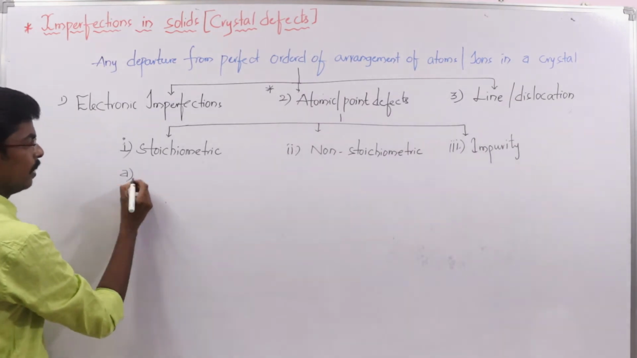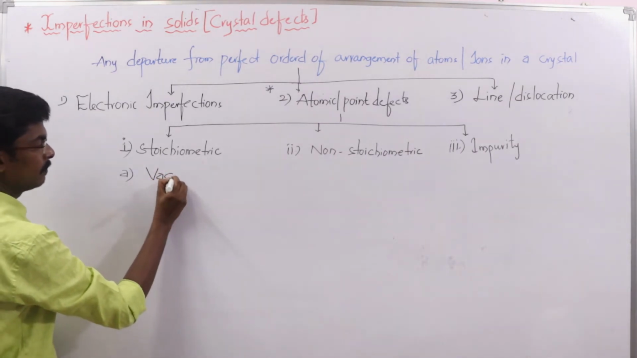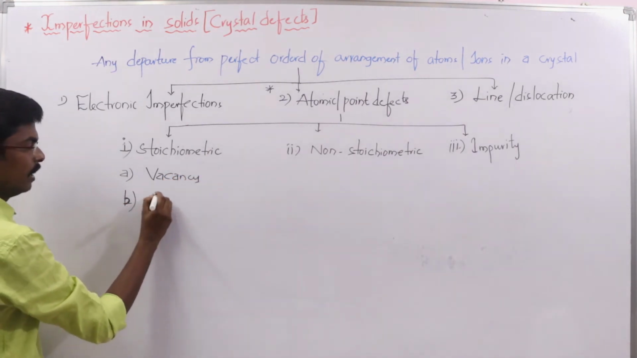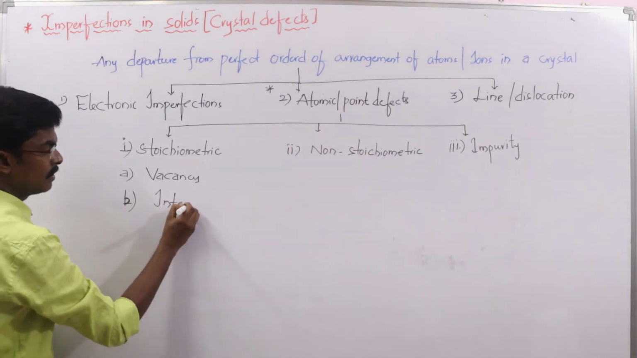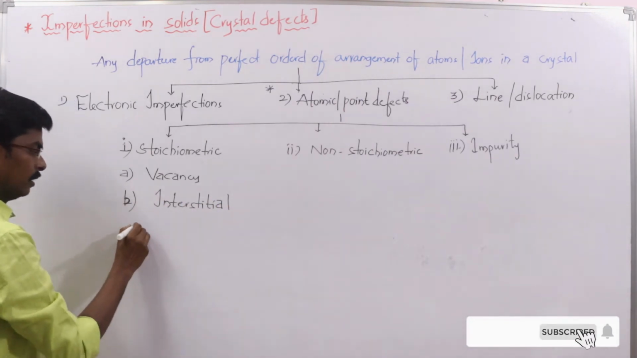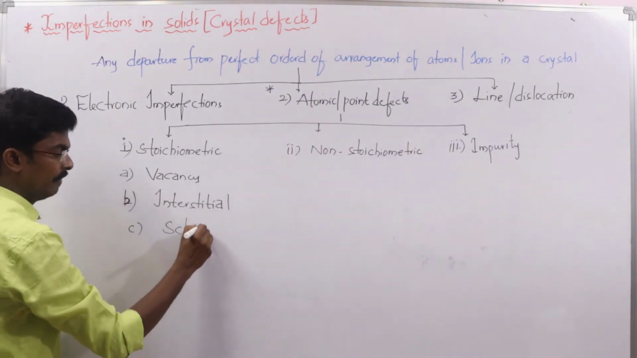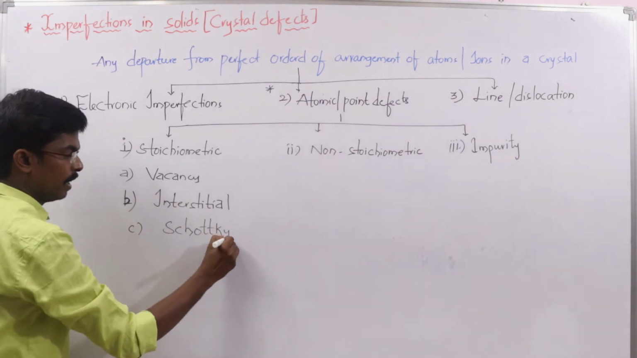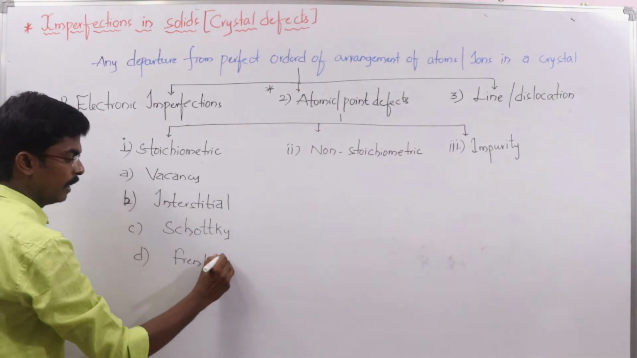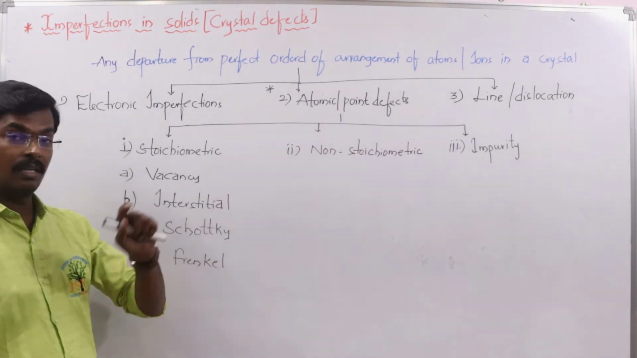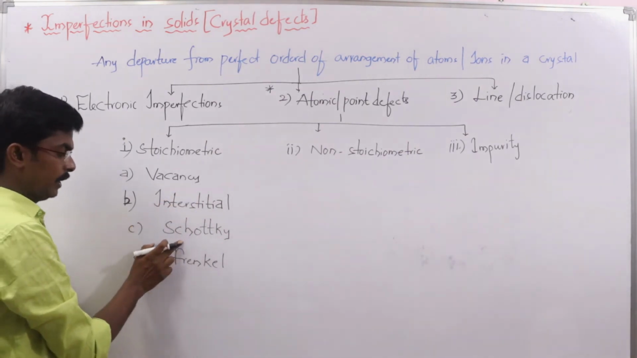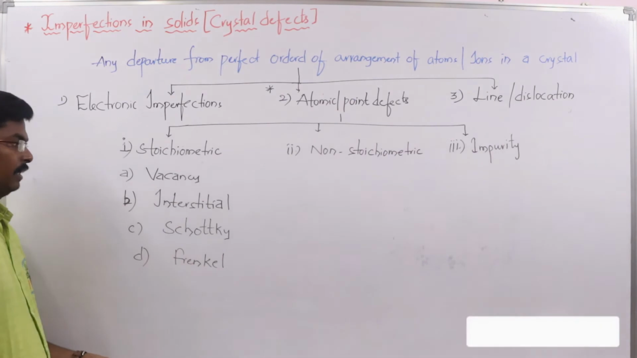Basically, the stoichiometric defects are again four types. One is vacancy defect. The second one is interstitial defect. Third is Schottky defect, and fourth is Frenkel defect. So the stoichiometric defects are four types: vacancy defect, interstitial defect, Schottky defect, and Frenkel defect.